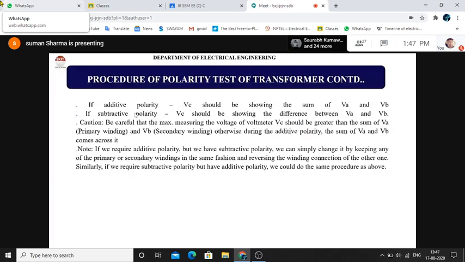If we require additive polarity but we have subtractive polarity, then we can simply change it by keeping either the primary or secondary in the same fashion and reversing the winding connection of the other one.